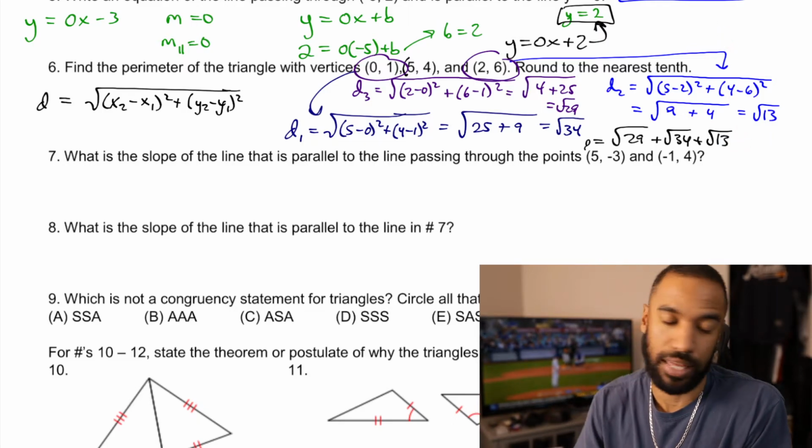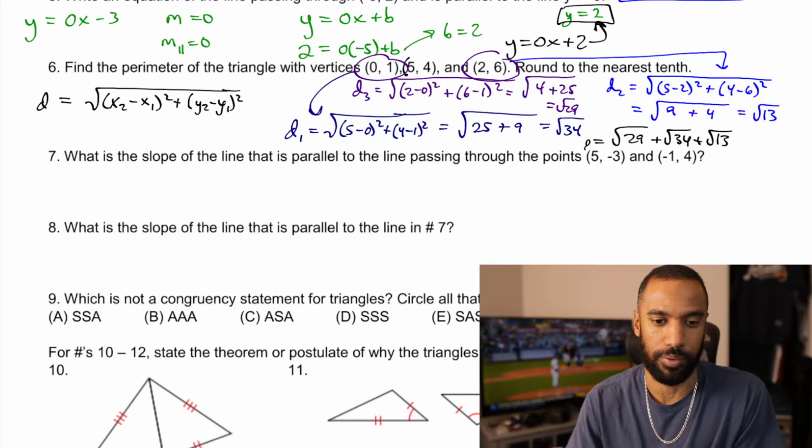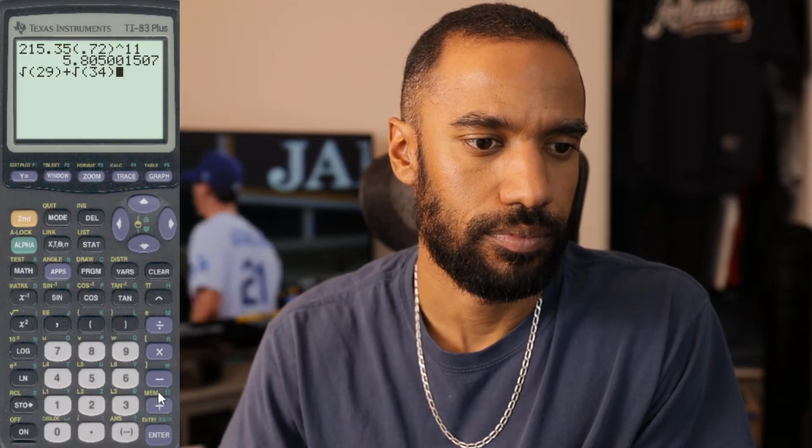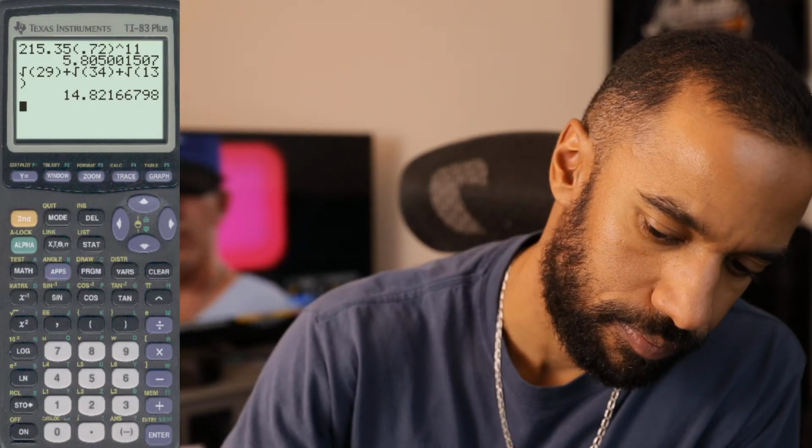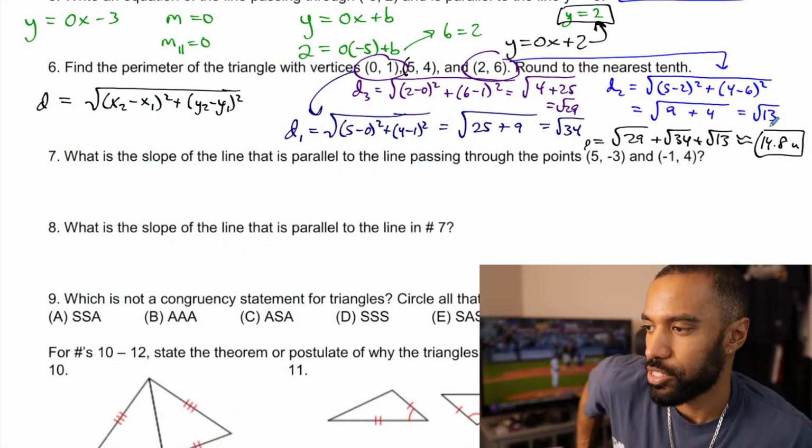Now, you don't add 29, 34, and 13. We're actually going to take those square roots. So I'm going to do that with you right now. Root 29 plus root 34 plus root 13. 14.82, around 14.8. 14.8 units, whatever the units are supposed to be there. Okay. So that's the distance around all of those.